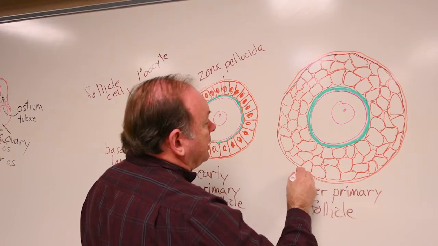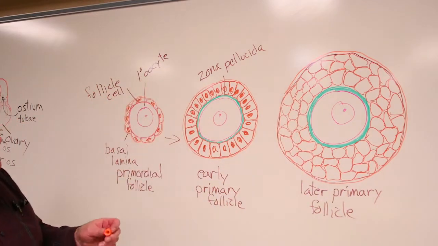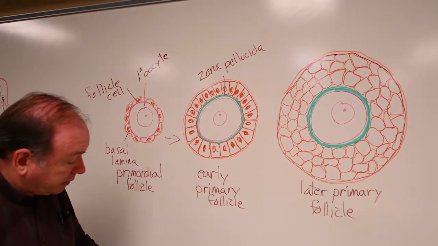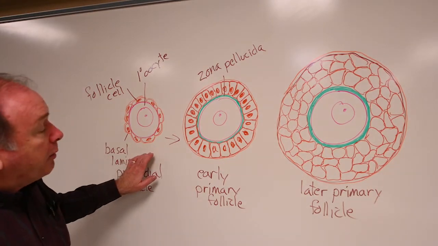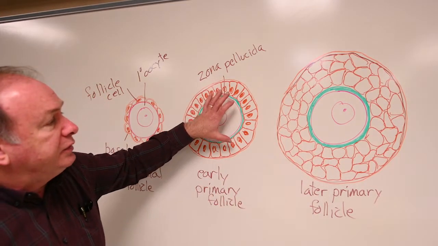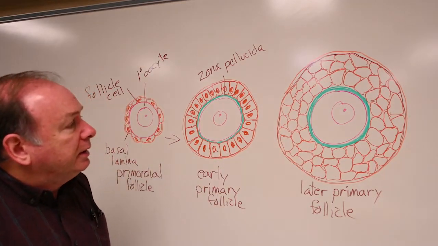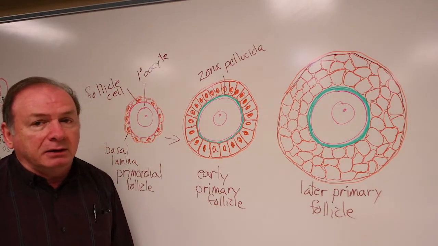Forgot to put my basal lamina in orange around the outside of it. So anyway, those are primordial follicle, primary follicle. We start to see the increase in the number of cells here. We see the formation of the zona pellucida. So let's move on to the secondary follicle stage.